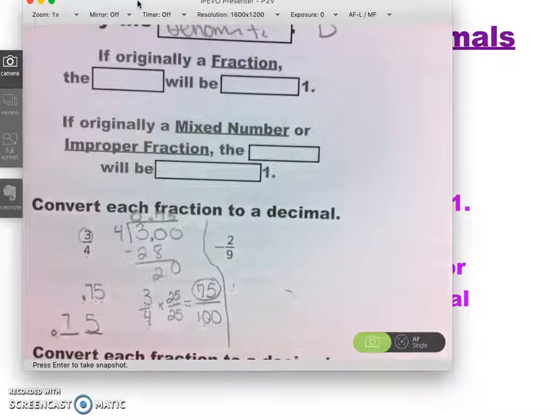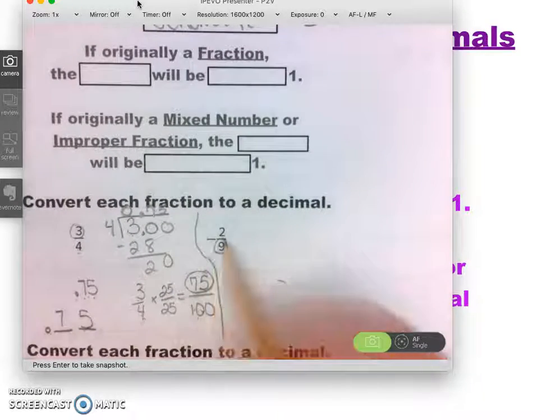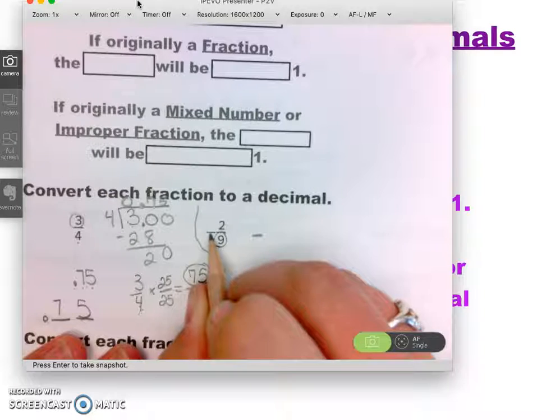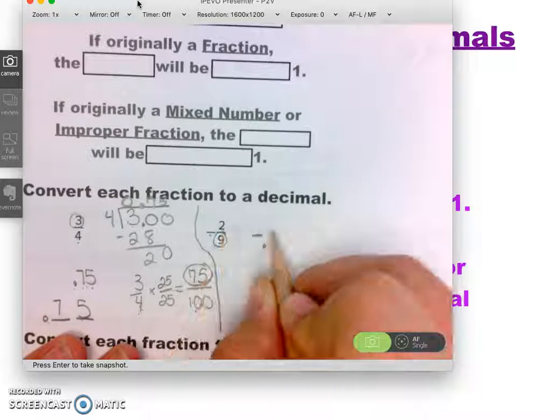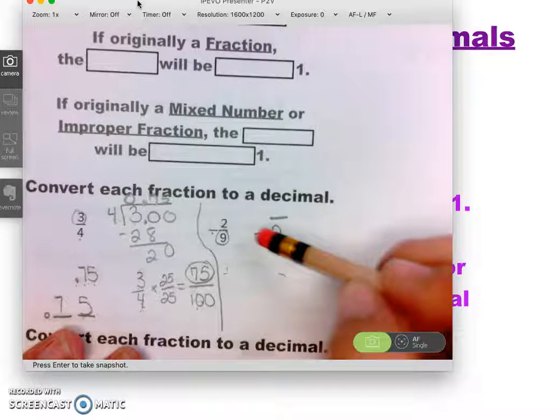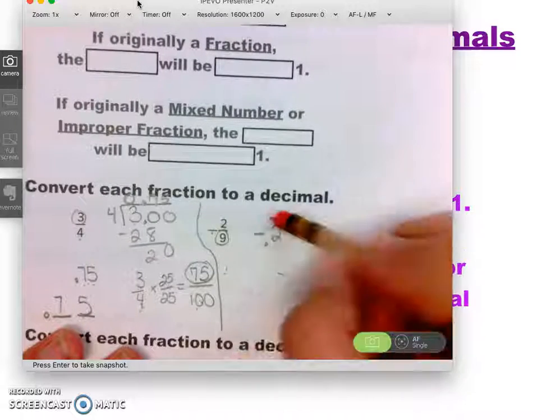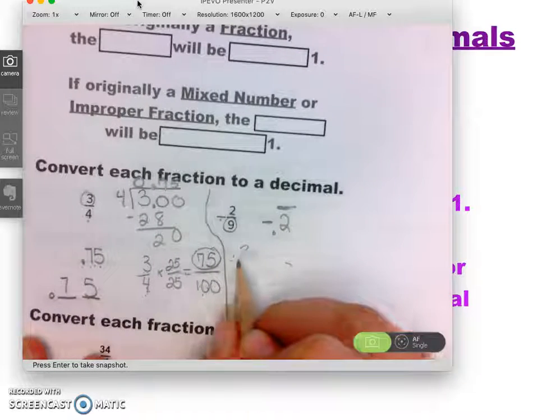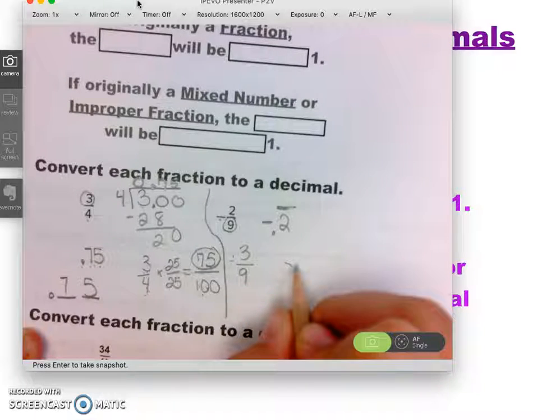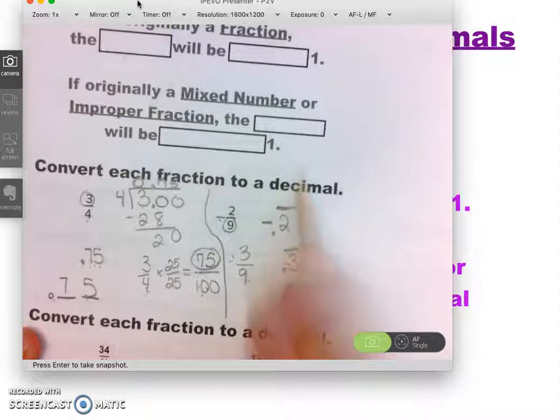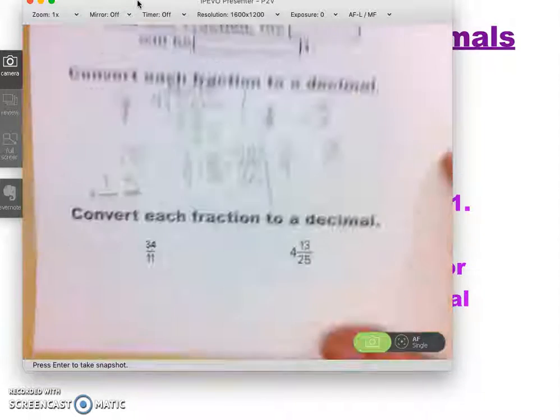Okay, if you ever have a fraction that is over 9, those are really easy. All I'm going to do is write my negative, my 2, and because it's over 9, it's repeating. And that's it. It's going to be negative 0.2 repeating. Make that line a little bit. Okay, so if I had 3/9, that's going to be 0.3 repeating. So the 9 makes it repeating. Nothing else. Done.